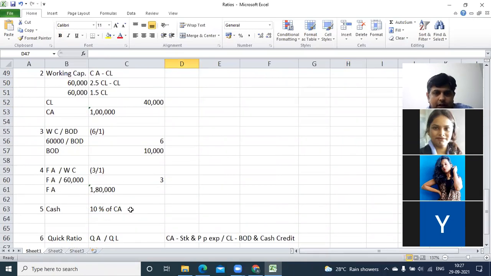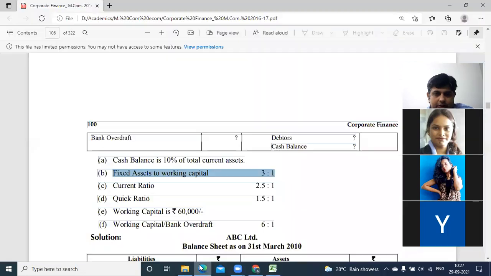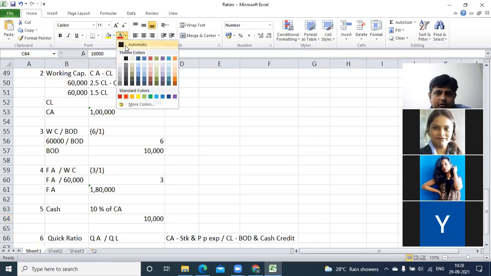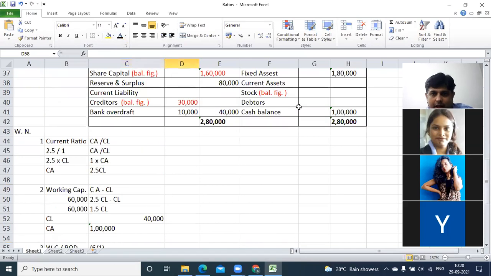They are saying cash is 10% of current asset. Cash is 10% of current asset. So how much is the cash? 10,000. Very correct. He said 10,000. Can we write cash? Yes, sir.